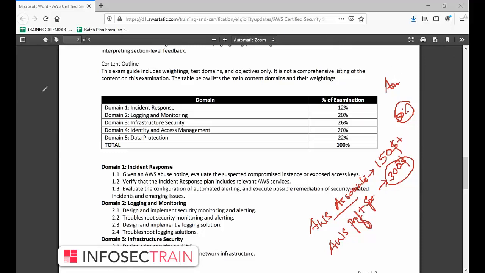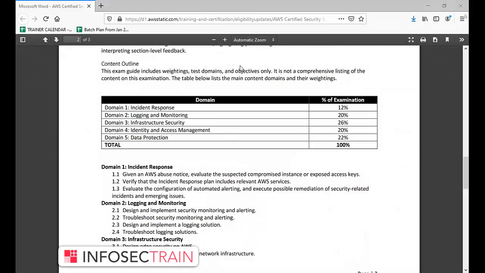Just a second. And for now, for all the certifications, the validity is actually 3 years. It is not 2 years. It is 3 years now. Previously, it was 2 years. But now, for all those AWS certifications, the validity is actually 3 years. Clear? That's it.